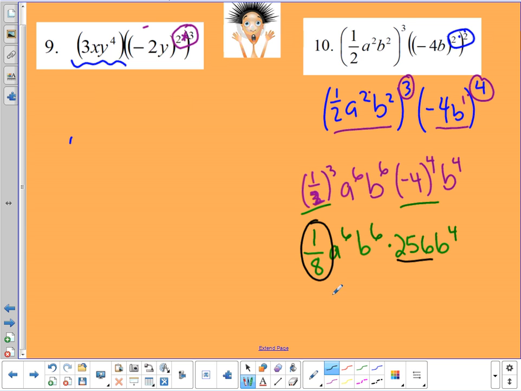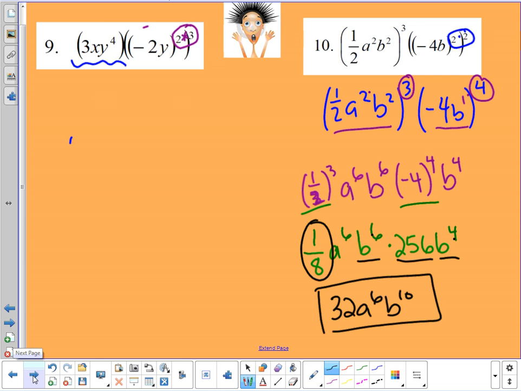And when I do that, I get 32. I also have b terms that can be put together, b to the 6th and b to the 4th. Now I'm adding those, which is going to be b to the 10th. So I have 32 a to the 6th, b to the 10th. Okay, those are tricky questions for sure. So be sure you're careful on the practice of getting all of those rules where they need to be.